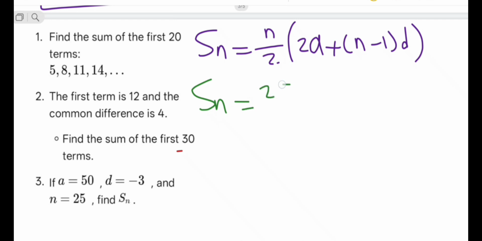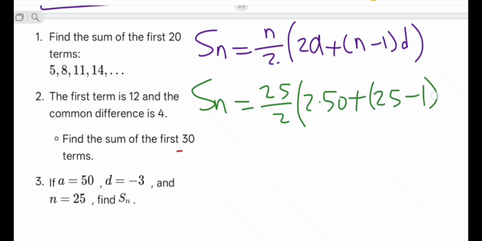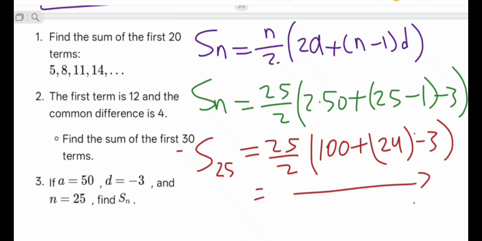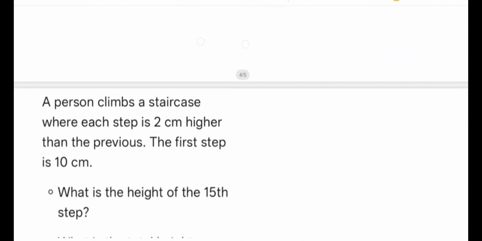What is n? 25 over 2. 2 times a is 50. n is 25 minus 1. What is d? The difference, minus 3. Then 25 over 2. Sn, n is 25, which is given. Then in brackets, 2 times 50 is 100, plus 25 minus 1, which is 24, multiply by minus 3. This is multiplying. So just put it in the calculator. We will get the answer. I hope you understand. I'm not wasting time. I just want to make you understand the concept.